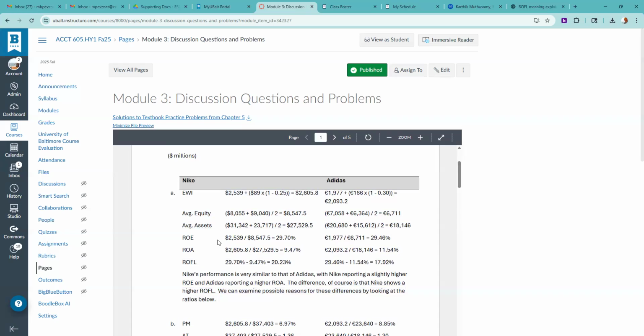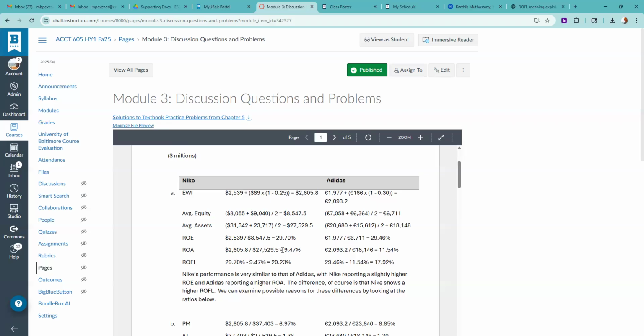So obviously, ROE we know is the return on average equity. If we go by our book, return on assets is net income divided by average assets. So they calculate average equity and assets first. Then you can calculate ROE and ROA. And then what they call return on financial leverage is the difference between ROE and ROA. So in this case, ROE, for example, for Nike is 29.7, ROA for Nike is 9.47.